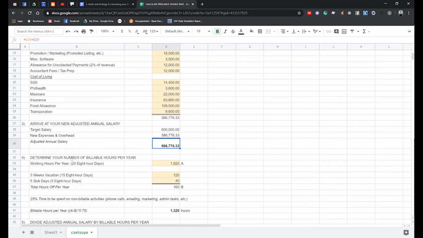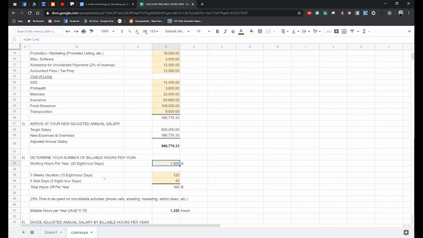Then we need to determine the number of billable hours per year. So we have 1,920. How did we arrive here? Because we have working hours per year, 8-hour days. So we will be working 20 days per month. Multiply that by 12, so it becomes a year. And multiply that by 8 because every day is 8 hours. So that's why we have around 1,920. Again, it's 8 hours per day times 20 days per month times 12 per year.